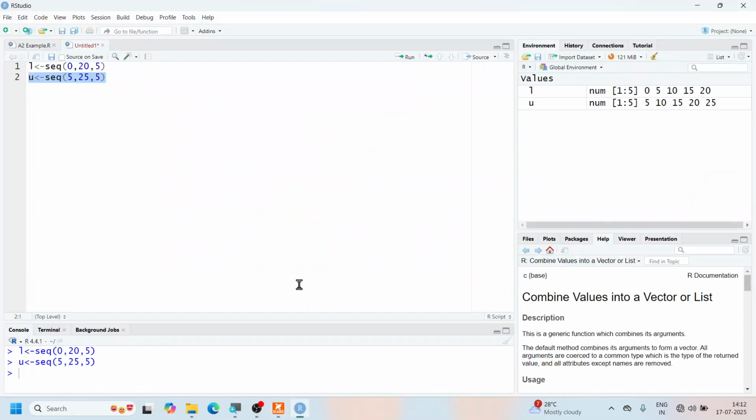Now, let us go and get the next part. And what is this next part?